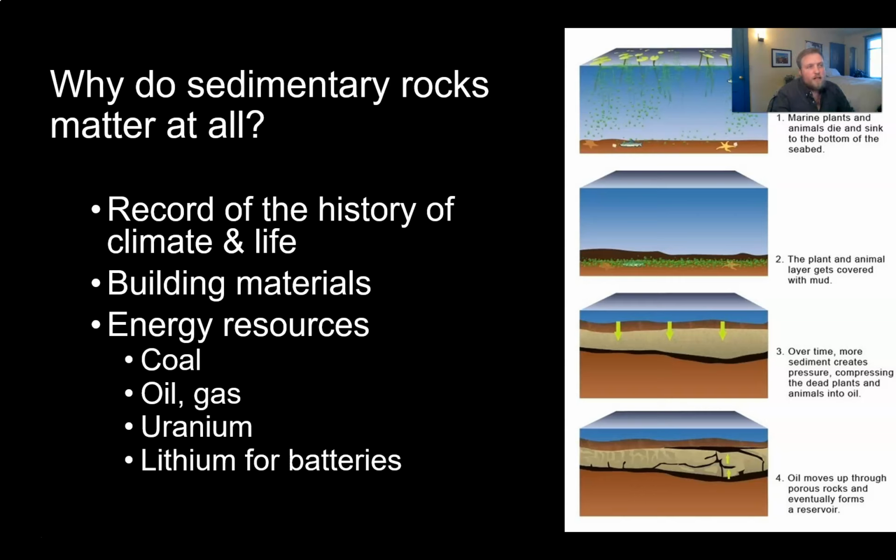So what I'm showing in the diagram on the right, I'll turn off my video here for a second, is how we progress from an ancient environment into a fossil fuel. So marine plants and animals live out in the ocean, and then they die and they sink down to the bottom of the seabed. It gets covered in sediment, and over time, sediment accumulates over the top of it, and it compresses that dead material and breaks down into hydrocarbon molecules, which is oil and gas.